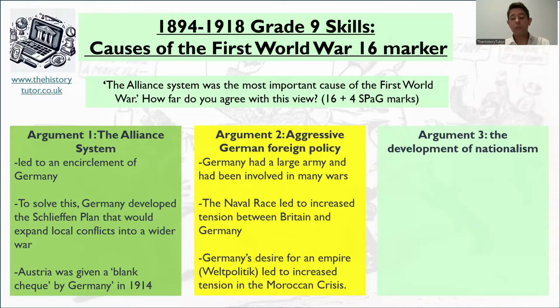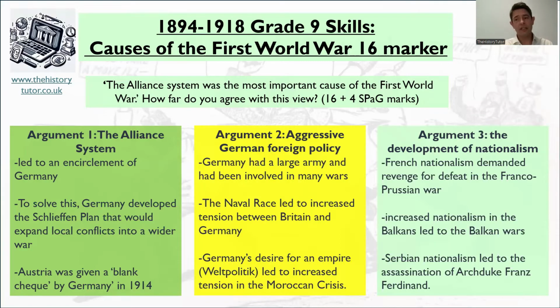So nationalism is really important as well. You might struggle to think of nationalist ideas, but hopefully this will make you think, oh yes, there are loads of important nationalist ideas. So French nationalism demanded revenge for the defeat of the Franco-Prussian War in 1870 and wanted Alsace-Lorraine back. There was increased nationalism in the Balkans, which led to the Balkan War. So all that nationalism led to new independent nations appearing as they defeated the Ottomans. And then Serb nationalism really increased a lot in the Balkans. And obviously that led to the assassination of Franz Ferdinand because they wanted to create their greater Serbia.